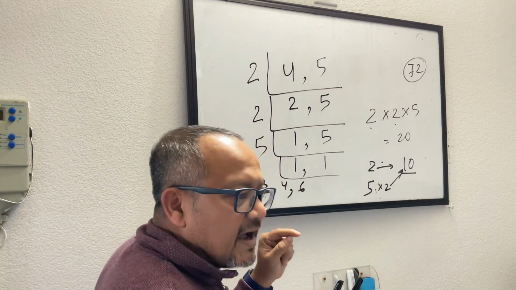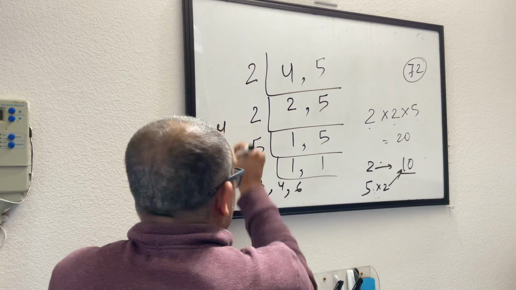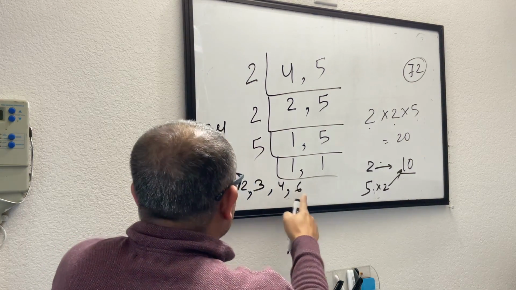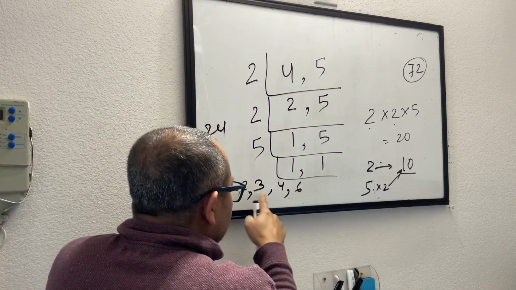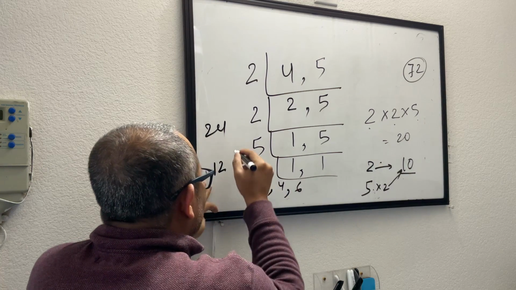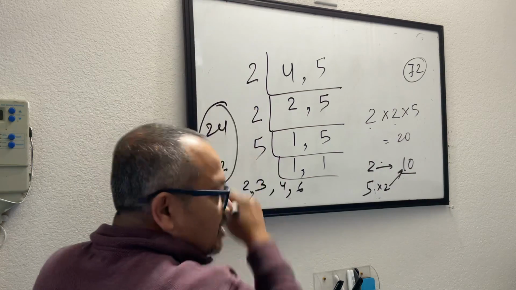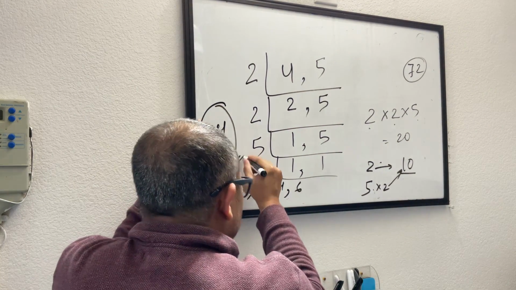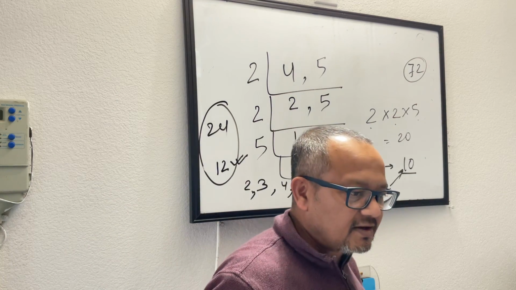So when you now look at 24, 12 can be divided by 2, 3, 4 and 6. 24 also can be divided by 2, 3, 4 and 6. So LCM, or the lowest common multiplier, tells you that between these two, if you have to choose, you choose this one.